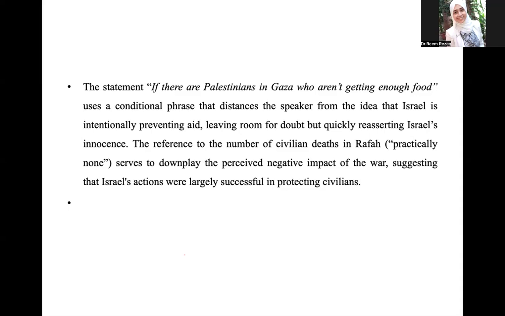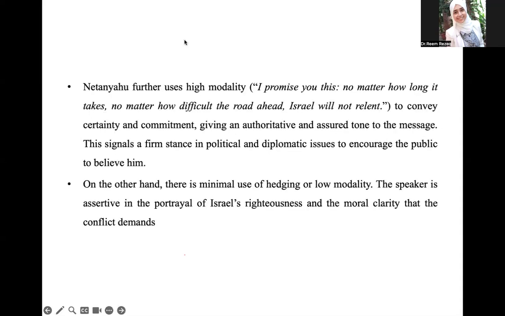So here, the reference to the number of civilians in Rafah serves to downplay the perceived negative impact of the war, suggesting that Israel was largely successful in protecting civilians. So here he's suggesting that he is protecting the Palestinian people, and in fact he didn't. So here we see many examples of certainty and how they use it, even in political speech.